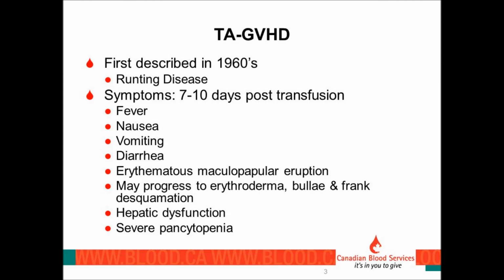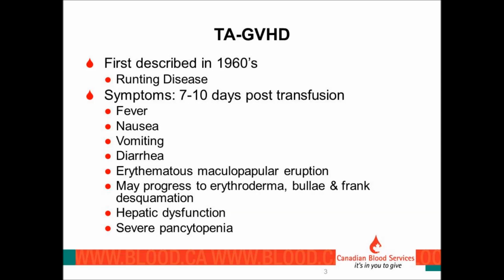This was first described in the 1960s, and it was called runting disease. The symptoms developed 7 to 10 days post-transfusion. The patient developed fever, nausea, vomiting, diarrhea, which would go unrecognized because that happens with many patients on chemotherapy. But then they developed a massive erythematous maculopapular rash that may have progressed to erythroderma, bullae, and frank desquamation. They could also get hepatic dysfunction and develop severe pancytopenia, so a low platelet count, anemia, low white count.